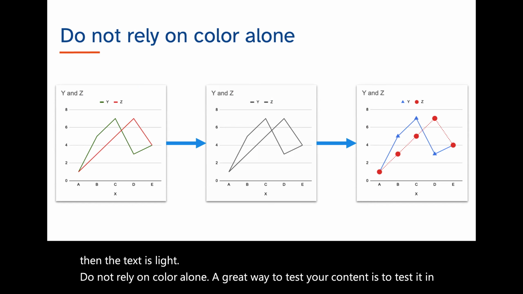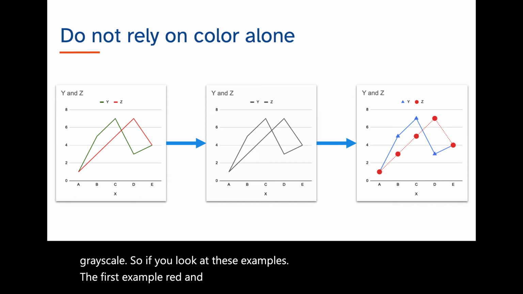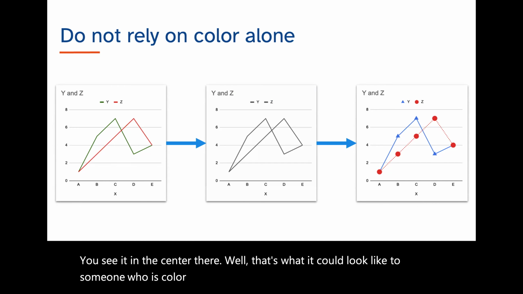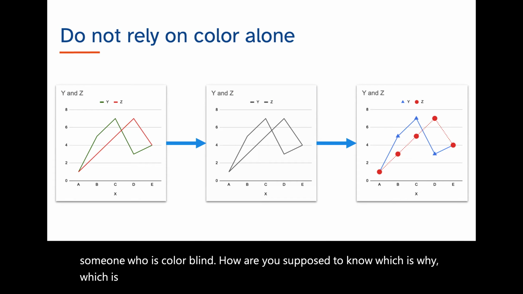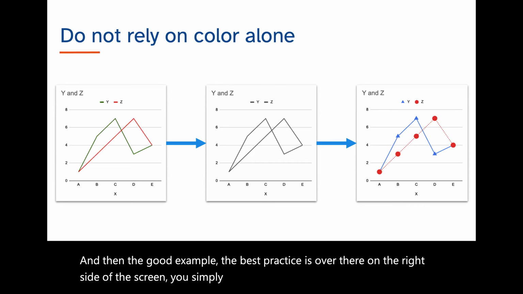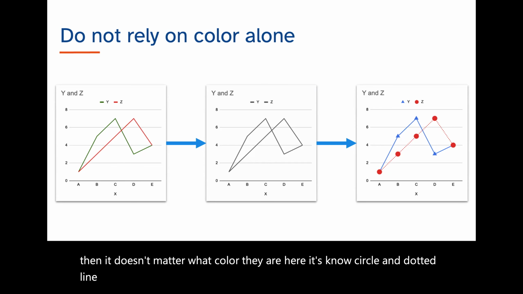So if you look at these examples, the first example, red and green, is a common colorblind issue. You see it in the center there. Well, that's what it could look like to someone who is colorblind. How are you supposed to know which is Y, which is Y, and which is Z? And then the good example, the best practice, is over there on the right side of the screen. You simply make the lines different from each other, and then it doesn't matter what color they are. Here it's a circle and dotted line versus a line with triangles.